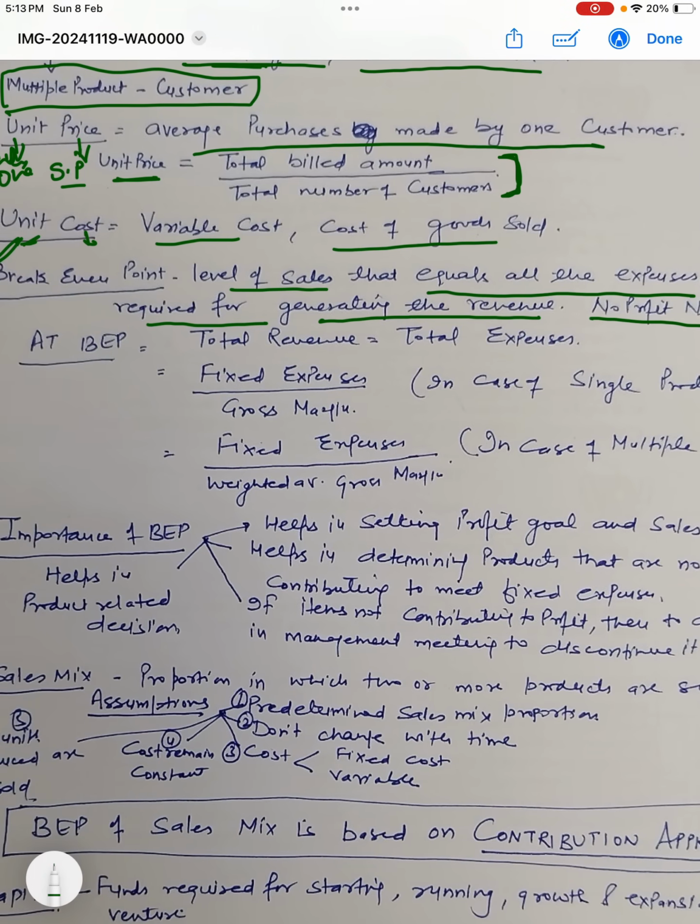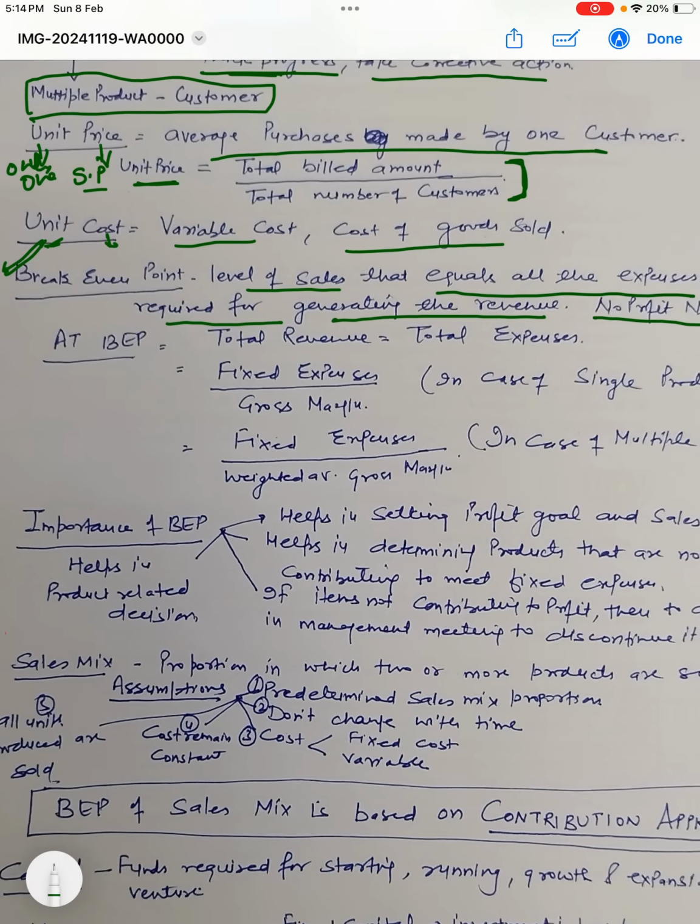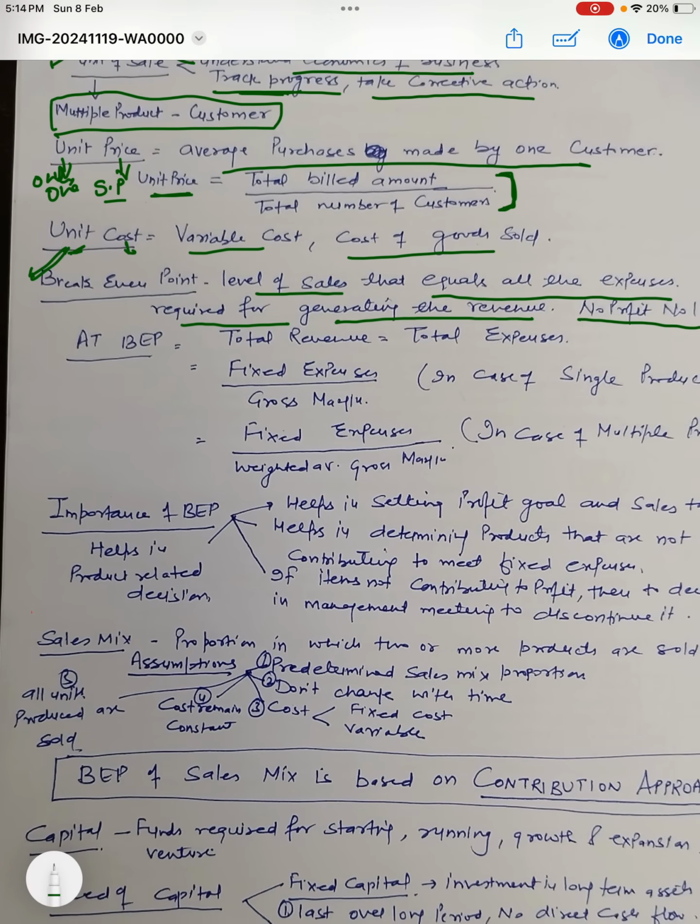I'm just quoting an example here, listen very carefully. When I calculated break even point, the figure came to me that I have to sell minimum 50 units. If I sell 50 units, I will be able to cover my cost. If I'm able to sell more than 50, I'll earn more profit. What if I sell less than 50? It means I will be suffering the losses. Got it?